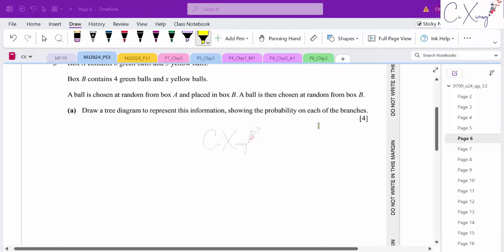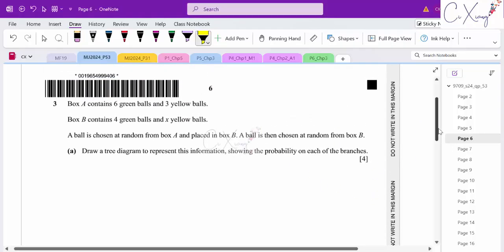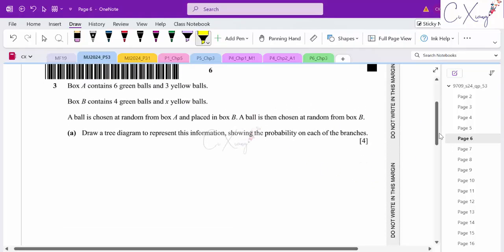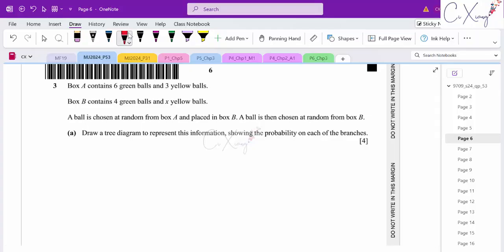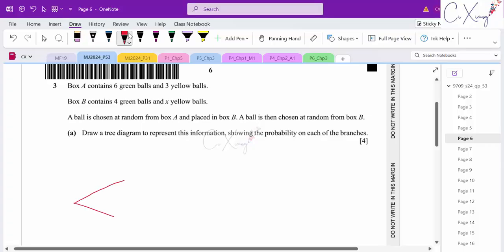For this question, you can see very clearly that basically we get 2 balls. The first ball is from A, then you put it into B. After that, you take another ball, the second ball, from B. So we need to consider the first process first, which is taking out one ball from box A.